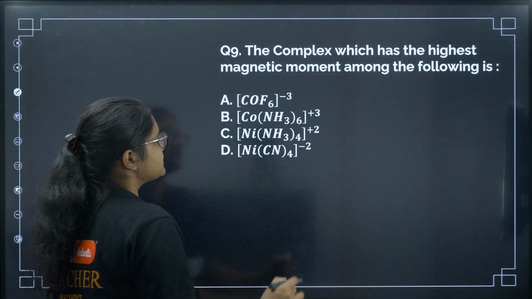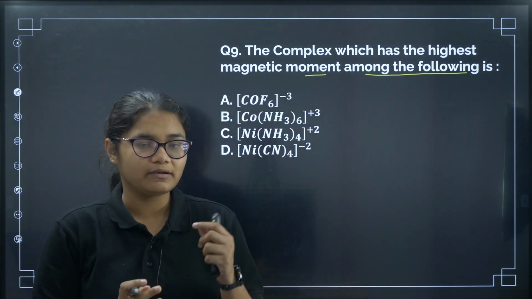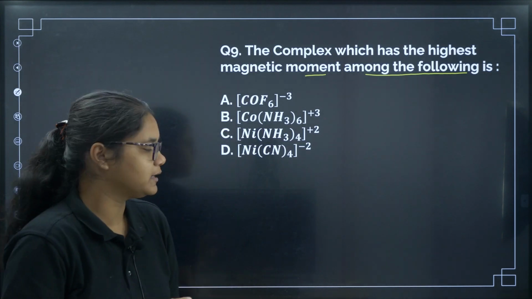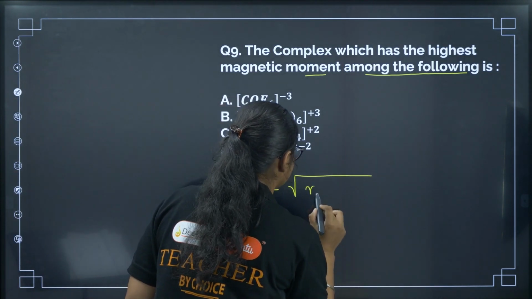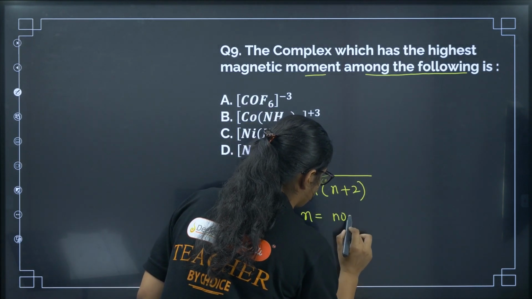Next one: the complex which has the highest magnetic moment among the following. So for highest magnetic moment, we need unpaired electrons, right? The more the number of unpaired electrons, the more the magnetic moment. You know the formula for this one? The magnetic moment is equal to root over n(n+2), where n is the number of unpaired electrons.